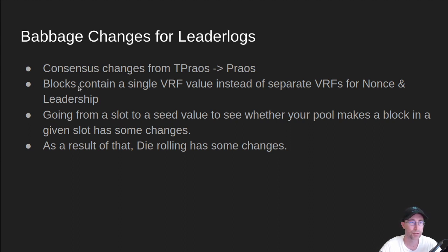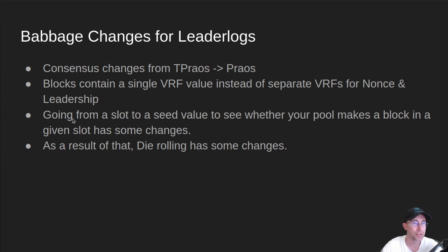When a block comes through, blocks now contain a single VRF value instead of separate VRFs. So before, there were two VRF values included in the block. There was one for the rolling nonce that is used later to calculate the epoch nonce, and then there was a separate one to prove that your stake pool was the leader for a given slot. Those have now been combined into a single VRF value, and we'll explain in a minute how that works.